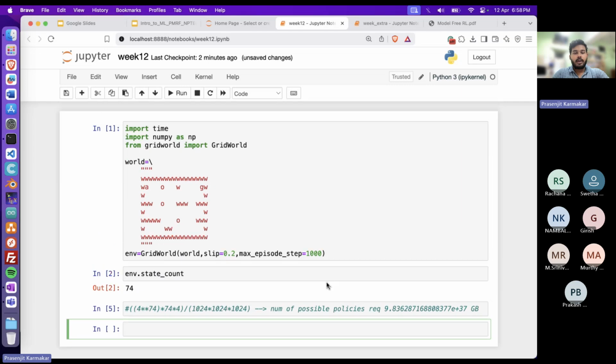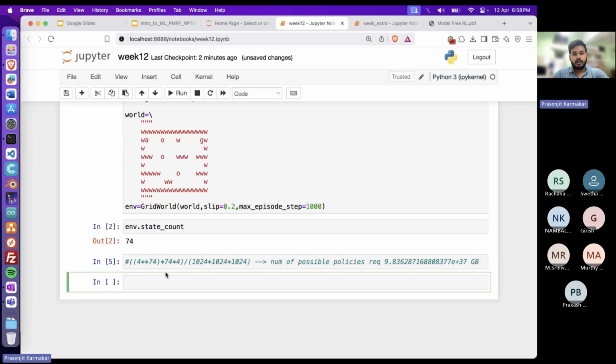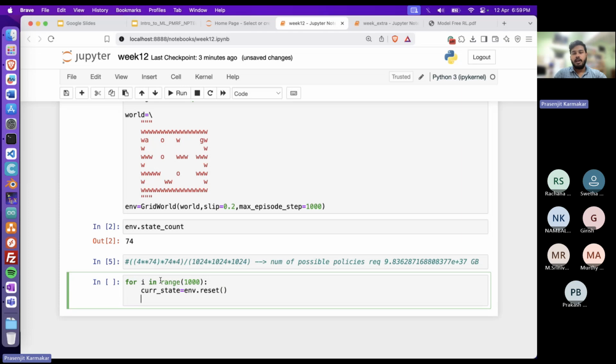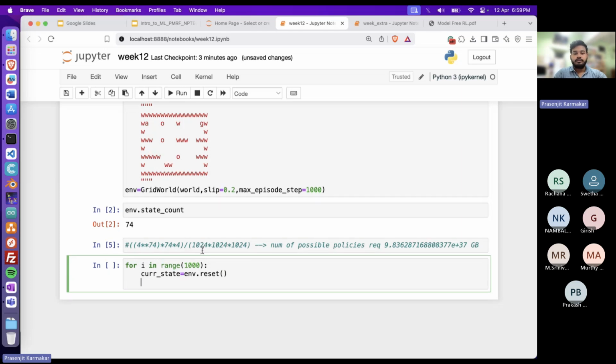Let's just go and write an interaction loop first. I am talking about steps. So for i in range, let's say I want to interact for 100 steps, or 1000 times. First I have to reset the environment. So current state is equal to environment dot reset. It resets my environment to state 0 or any initial state.